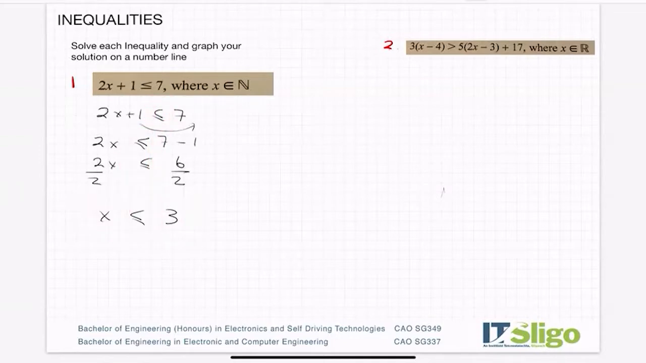Things like if this was a negative, that would change the sum and so on and so forth. So that's that part. Now we've to plot it on a number line where x is an element of N. So this is where this part comes into play.